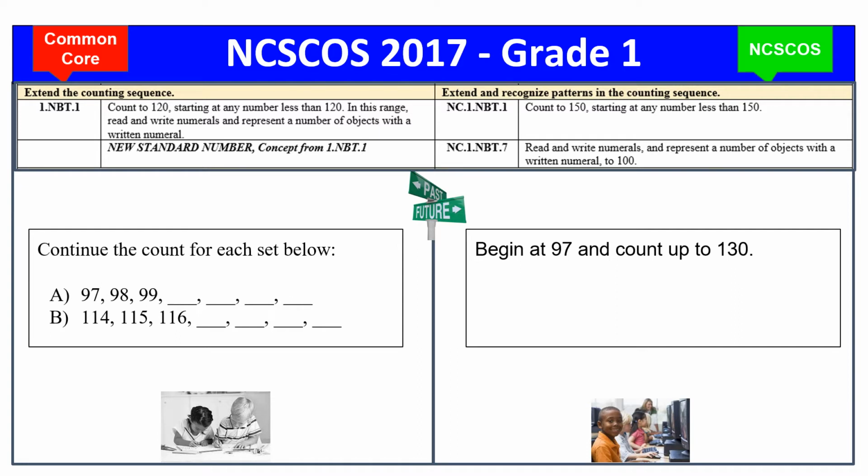In NC1 MBT.1, students wrote count to 150, not 120. The intention of this new range of numbers is to foster more pattern exploration. NC1 MBT7 is a new standard. Students are expected to read and write numerals to 100, not 120. This new range corresponds with place value instruction in first grade.